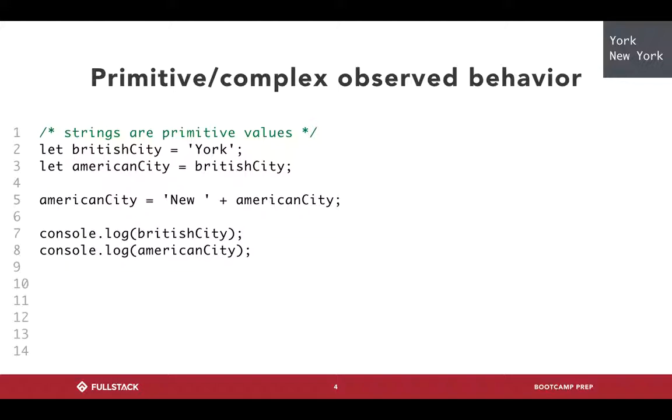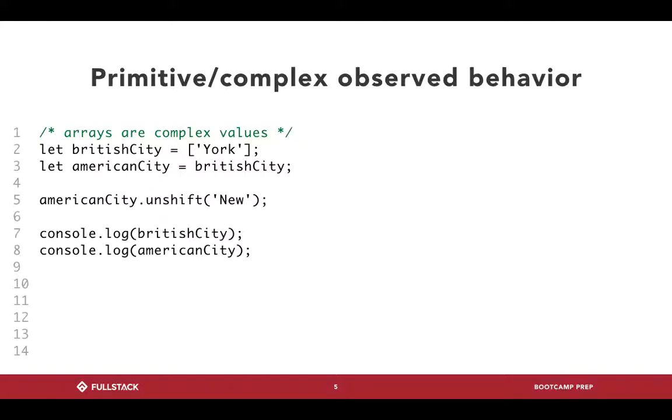So here, where British city is equal to York, when I say let American city equal British city, what JavaScript is going to do is, okay, great. What is British city? Oh, it's a string, right? A string is a primitive, and so therefore, when on line 3 I say, hey, let this variable equal the string, what I'm really saying is let this variable equal a copy of the string, right? And so British city and American city have no more connections. I can change one without changing the other.